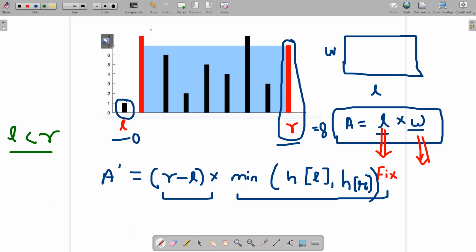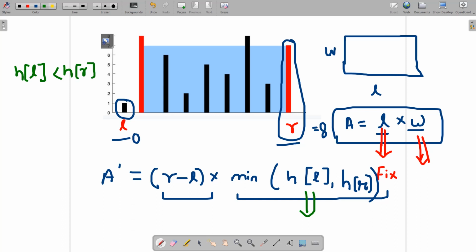Now you can see the max area comes when L is 1 and R is the end of this array. So we need to move the pointers, either forward for L or backward for R. How are we going to do that? If you look at the terms that come in the width, this will help us move the L pointer and R pointer respectively. Now consider HL is strictly less than H of R.